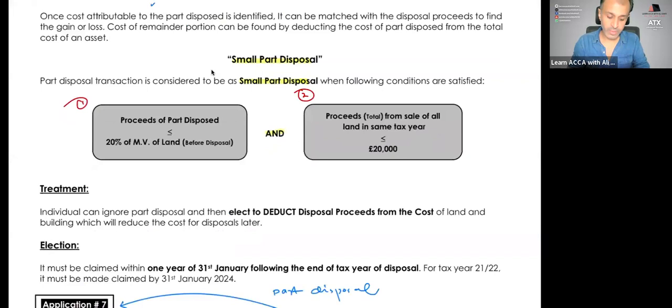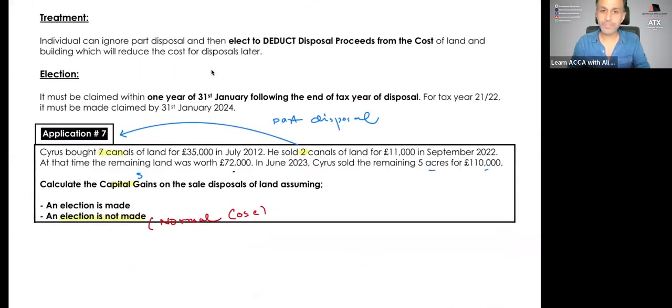If you look into that question watchfully, it says market value of the total land before disposal. He sold 2 canals of land for 11,000. It means that must have been the market value of 2 canals. And on that day, the remaining land was worth 72,000. So that is the market value of the remainder. By taking the market value of the part disposed and the market value of the remainder, the total market value has to be 83,000.